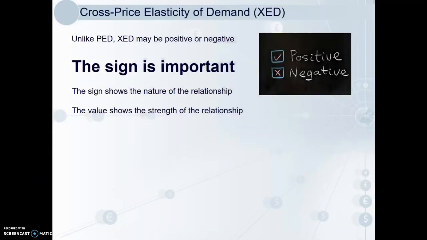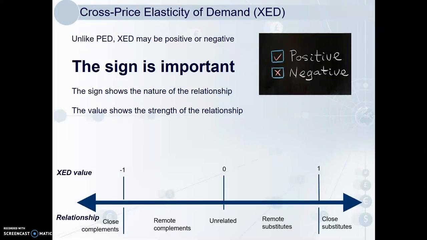Now, for XED, the sign of the coefficient does matter. It tells us whether the goods are complements or substitutes. Logically, if the price of a substitute increases, demand for the product will increase, and vice versa, always leaving a positive value for a substitute. The value tells us how close the relationship is. A low positive or negative number tells us there is a somewhat remote relationship, whereas a high positive or negative number tells us it is much closer.